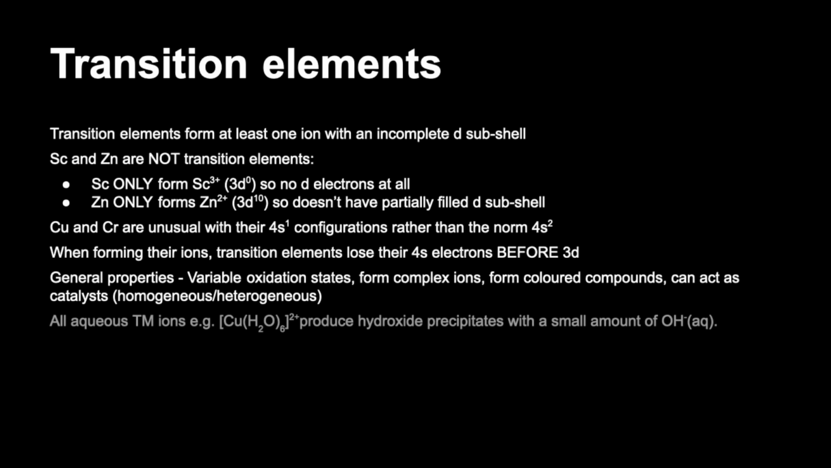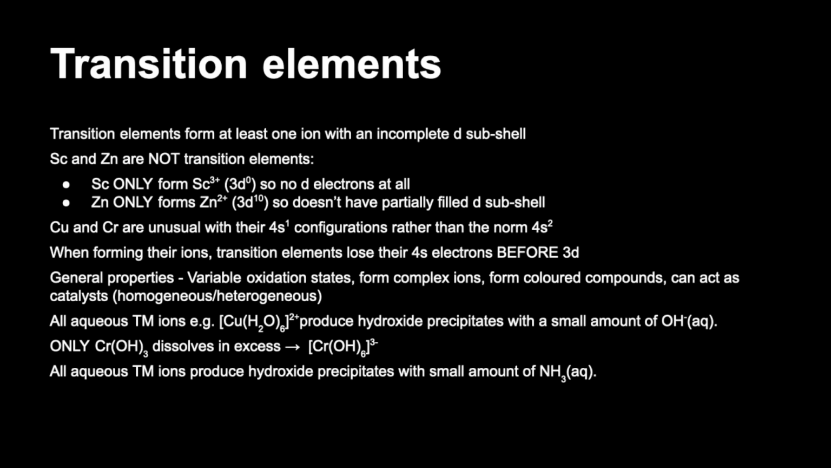A little bit about reactions now. All aqueous transition metal ions, so there's an example there, [Cu(H2O)6]2+, produce hydroxide precipitates when you add a small amount of aqueous hydroxide ions. Only the chromium 3 hydroxide precipitate dissolves in excess, and that gives that ion there, [Cr(OH)6]3-. You get the same reaction taking place when you add aqueous ammonia, because effectively you're adding ammonium hydroxide.